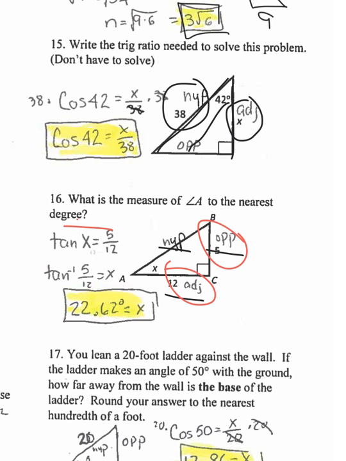So you write tangent with a little -1, you put the fraction 5 over 12, and you type that into your calculator, right? So when you're looking for the angle, when you hit trig, you use the bottom row, tan with the little inverse -1.